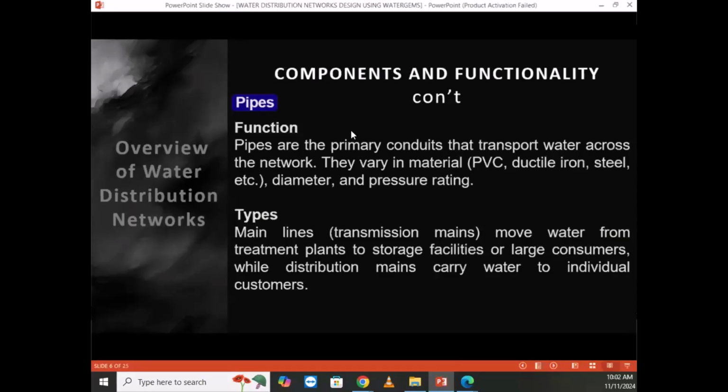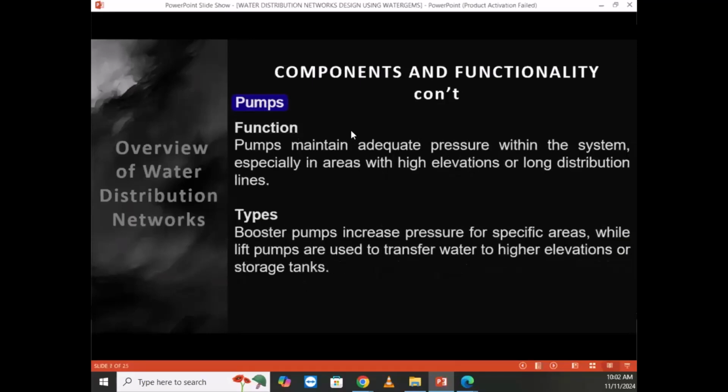Distribution mains which carry water to individual consumers. Those hotels, those restaurants, those domestic, everywhere. We can also have pumps. The pumps, most of the time, you have two types of pumps. We have those who lift water or those who boost water.